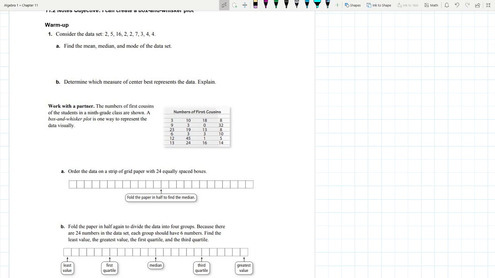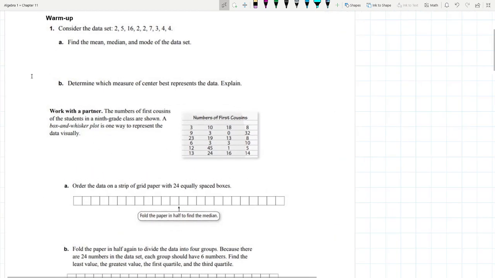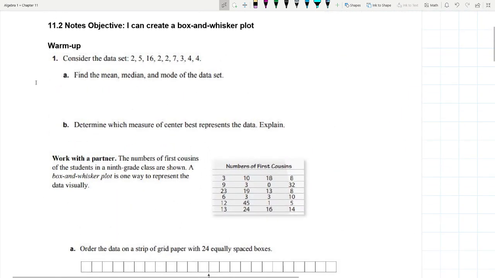This is the 11-2 warm-up. Your objective is that you can create box and whisker plots. If you haven't tried the warm-up already, go ahead and give it a shot, and we're just going to continue on. Alright, so for the warm-up, we need to consider the data set 2, 5, 16, 2, 2, 7, 3, 4, and 4. And with that, we need to find the mean, median, and mode of the data set.